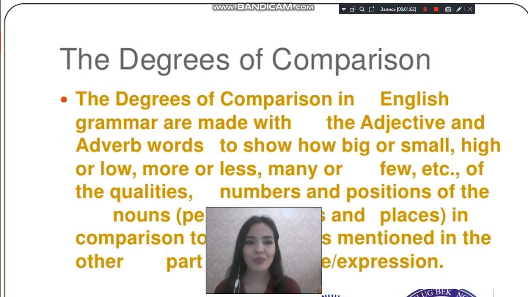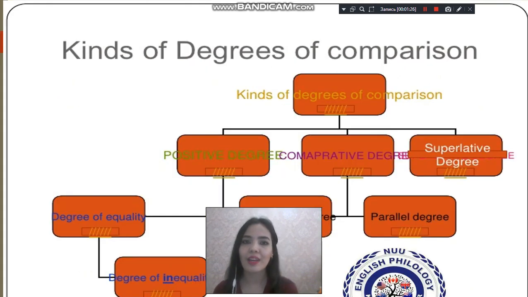So the degrees of comparison in English grammar are made with adjectives and adverbs to show how big or small, high or low, more or less, many or few of the quality, numbers, and position of the noun in comparison to the other mentioned in the other part of sentence expression. So let's look at the kinds of degrees of comparison.